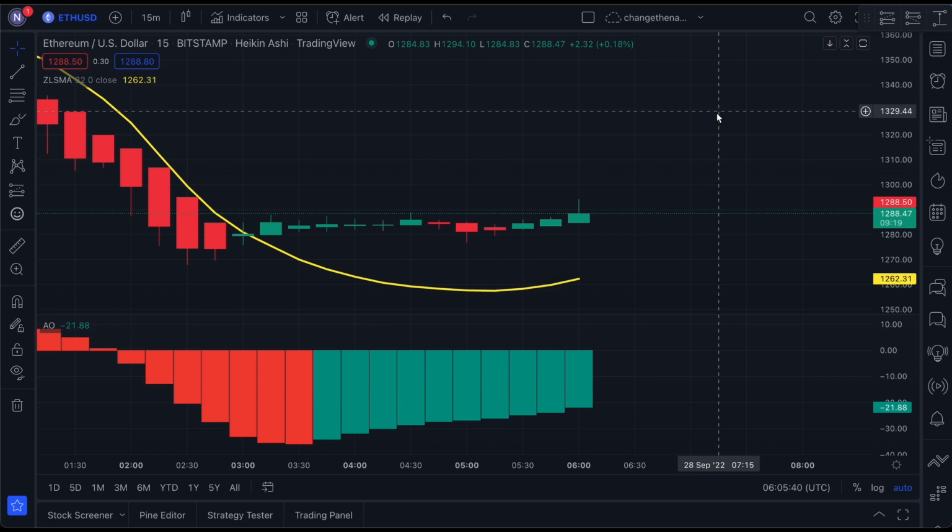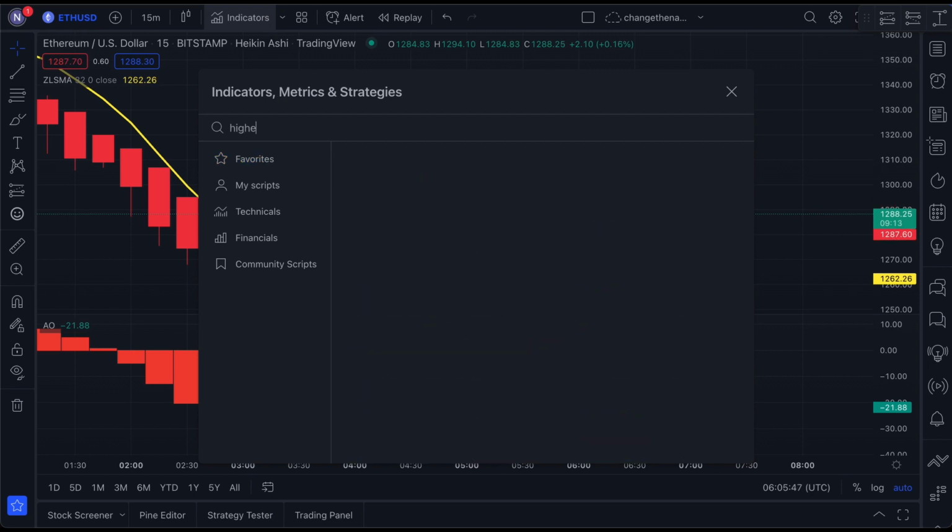And now for the third indicator, we will add a volume tool no one really knows about at the moment, called the Highest Volume Index, and it's created by Paratica.